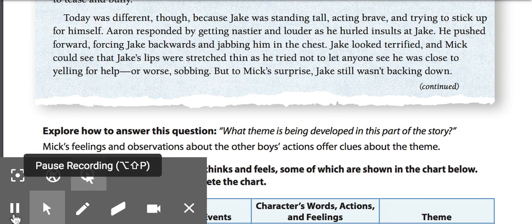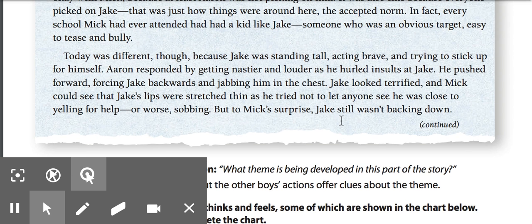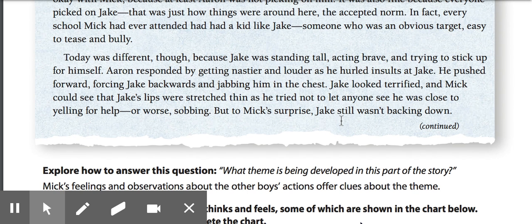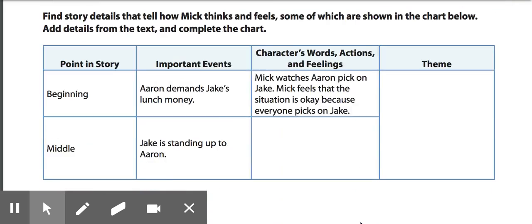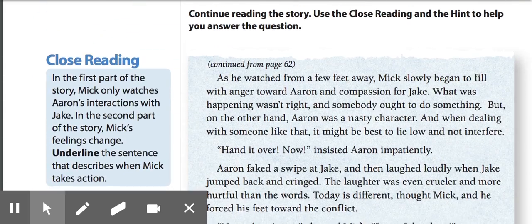We can also tell that by what I use as the theme, that it's usually safer to avoid conflict, because they talk about how Jack is the one that's always getting picked on. Well, in his head, he tries to justify that Jack is always getting picked on, right? But at the end of the story, Mikey is still picking at Jack, and Jack still doesn't back down, right? Let's go on to the second half.